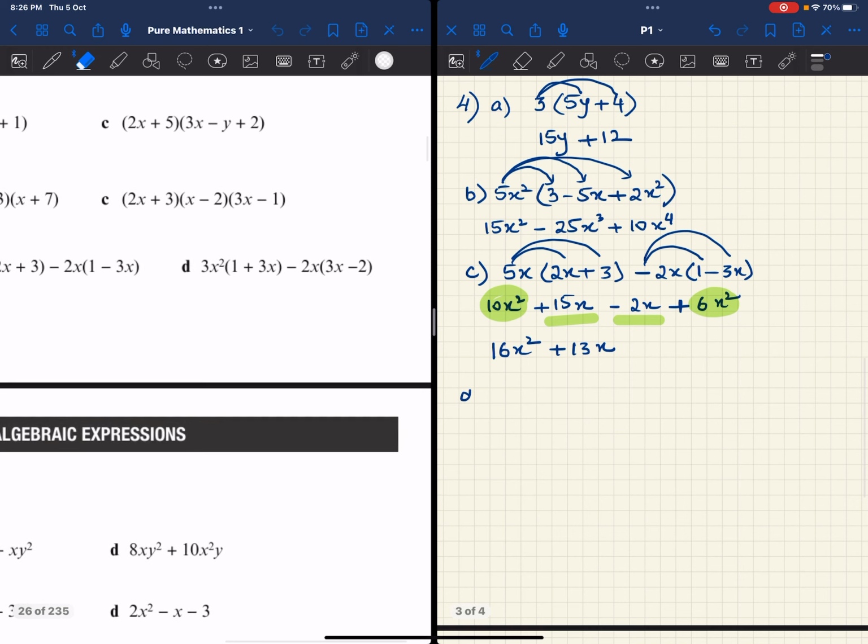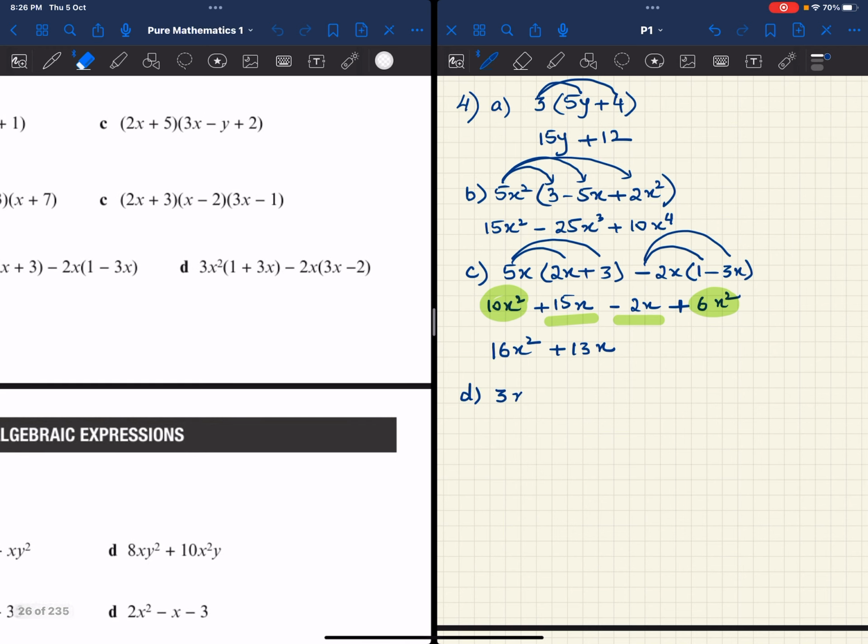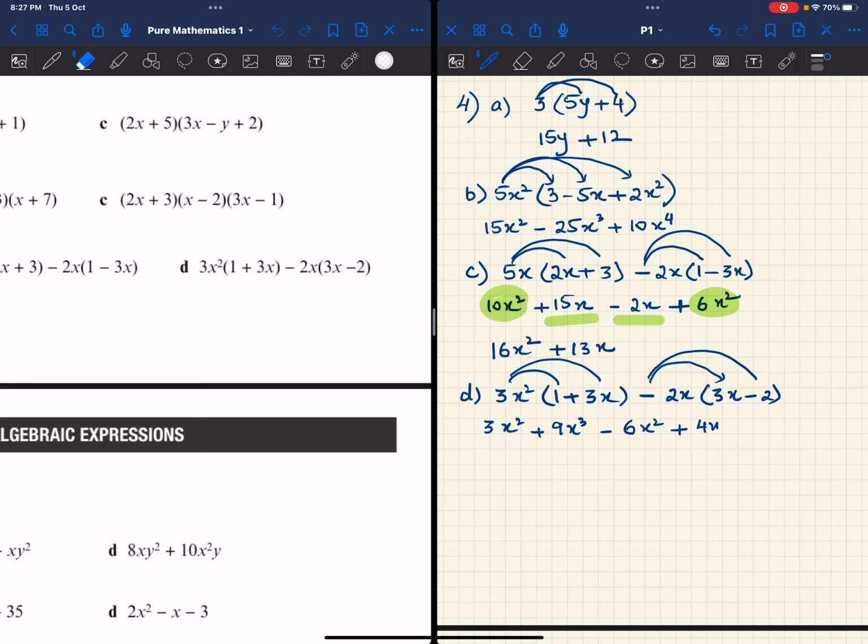Question D. 3x squared into 1 plus 3x minus 2x into 3x minus 2. So we have 3x squared into 1, then 3x squared into 3x, which is 9x cubed. Minus 2x into 3x is minus 6x squared, and minus into minus is positive, so positive 4x.